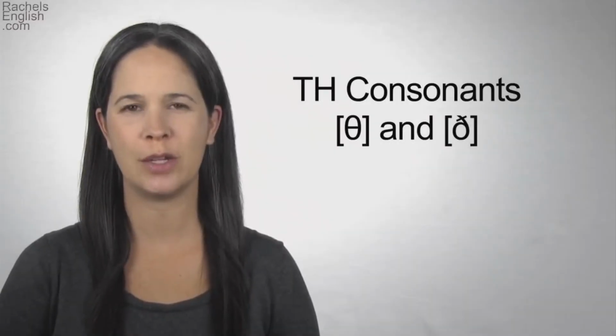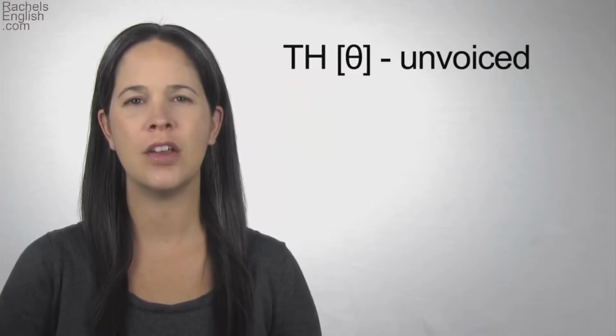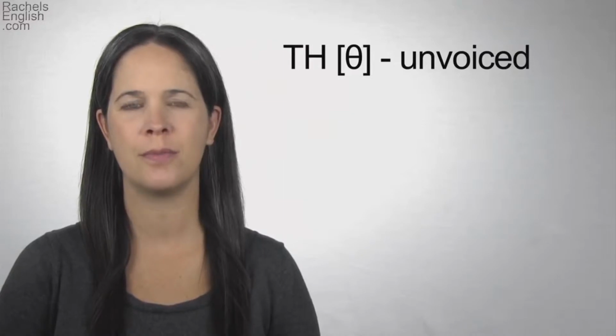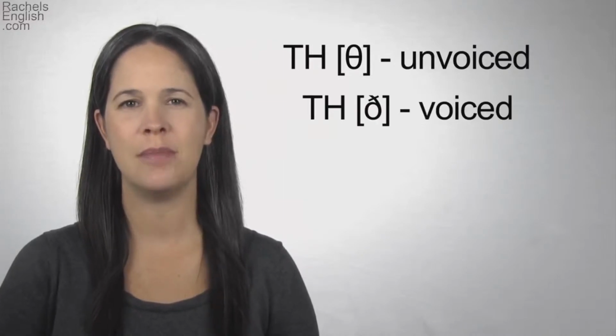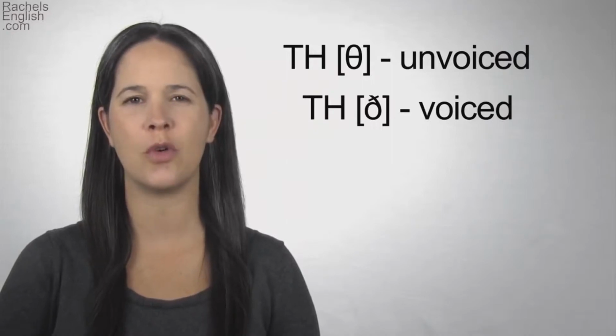We're going to learn how to make the 2 TH sounds. These sounds are paired together because they take the same mouth position. The first is unvoiced, meaning only air passes through the mouth, and the second is voiced, meaning you make a sound with the vocal cords.